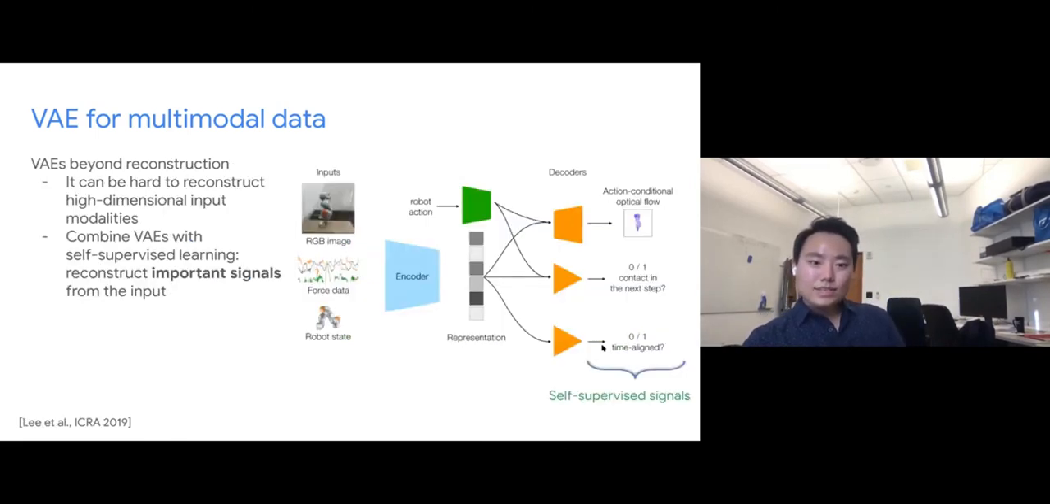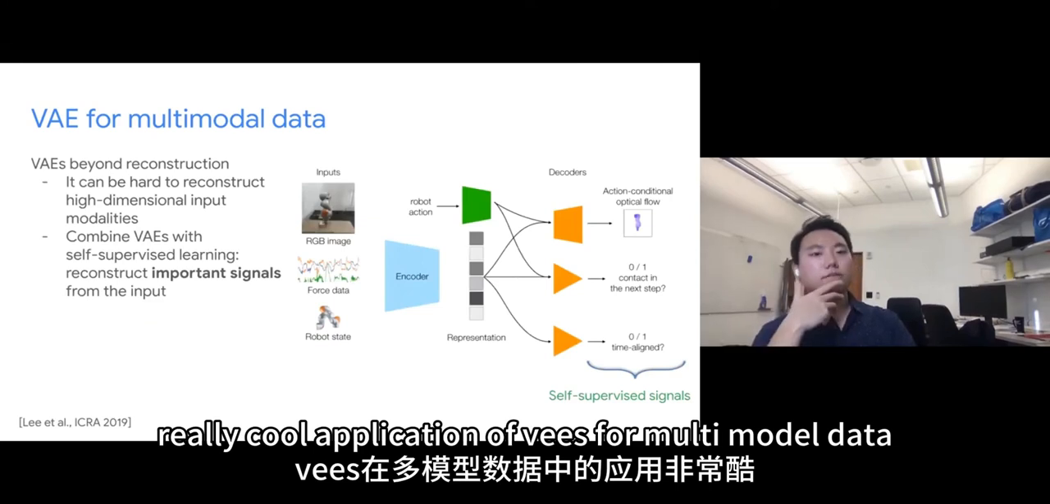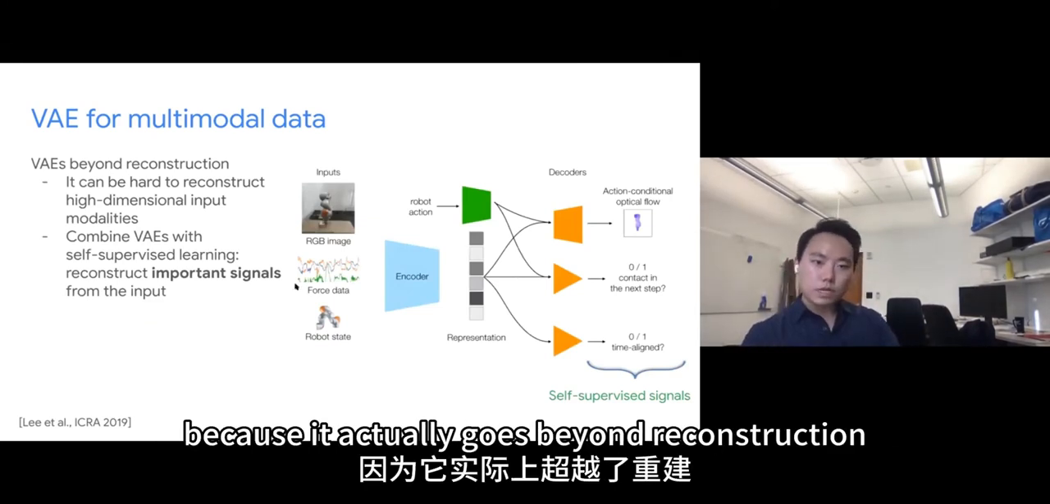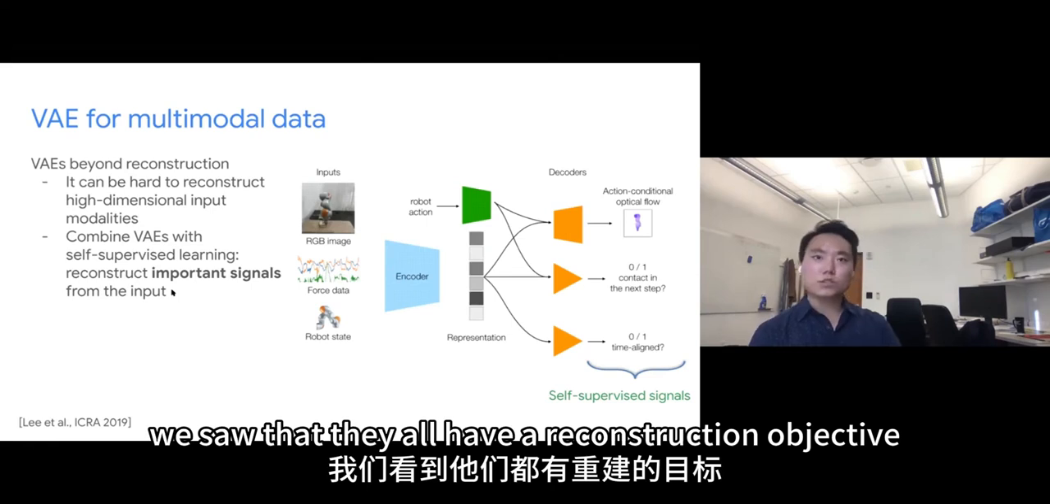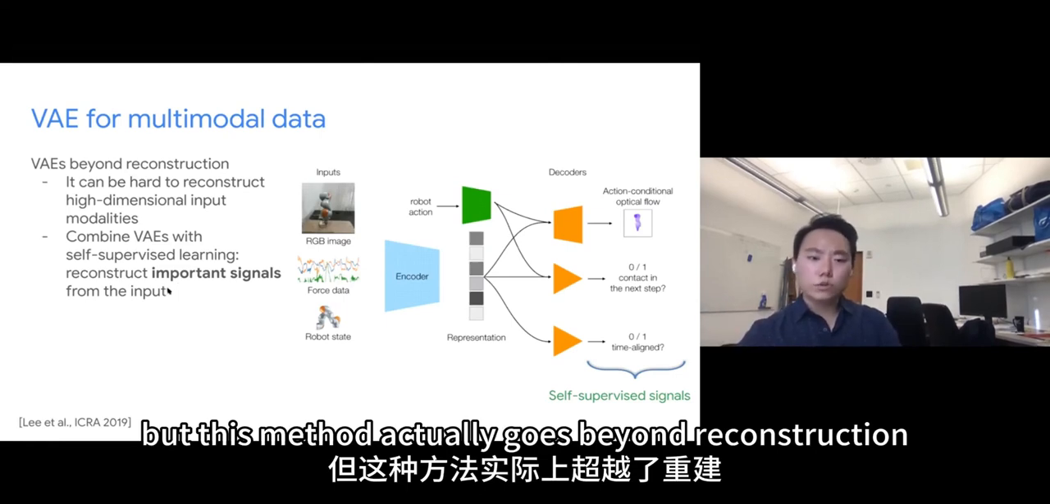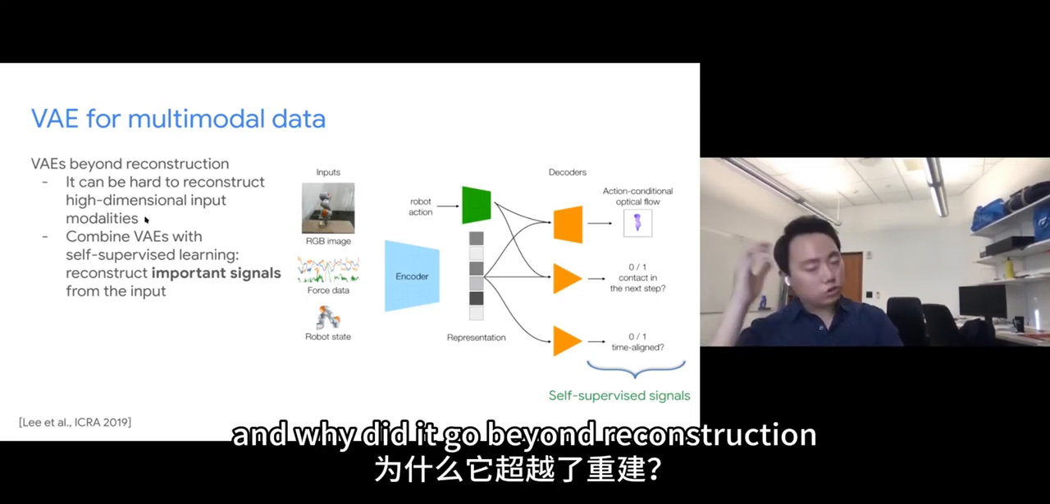Cool. So just one last application, another really cool application of VAEs for multimodal data. And this is quite different because it actually goes beyond reconstruction. Right? We looked at VAEs, we saw that they all have a reconstruction objective and also a prior objective, but this method actually goes beyond reconstruction, and they also found it to work pretty well. And why did it go beyond reconstruction?